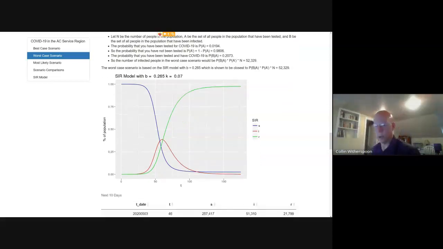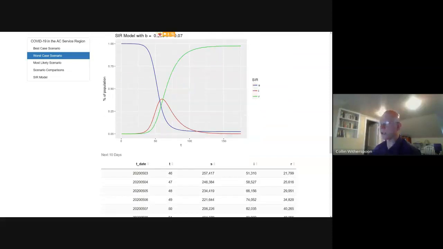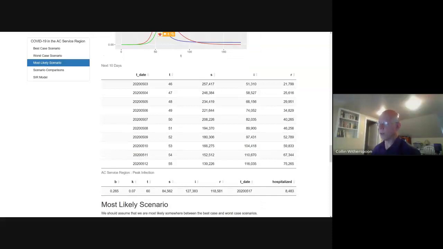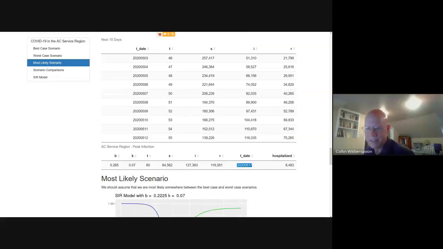Okay, so you use that, you run your SIR model. I found the model that comes closest to 52,329 on that day, right? On the day. So I found the model that comes closest just to that value on a single day, and I use that model for worst case. So the worst case scenario would say that we got 51,000 people infected as of May 3rd, and we will be at 116,000 in 10 days. And that will happen on May 17th.